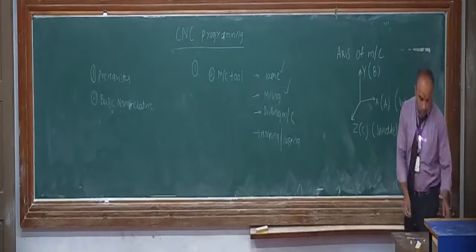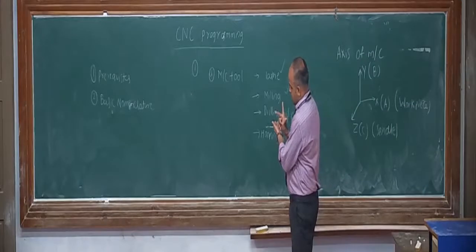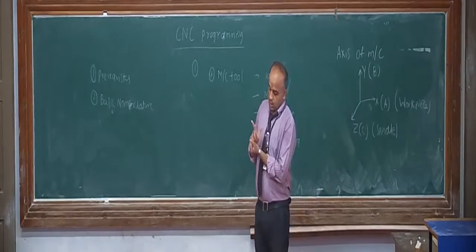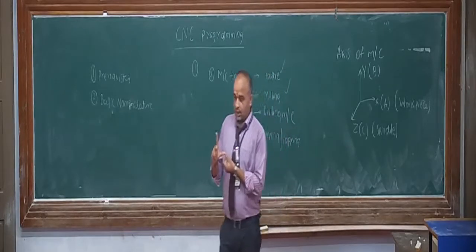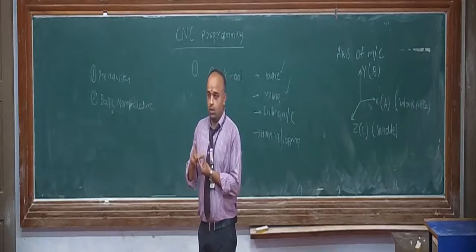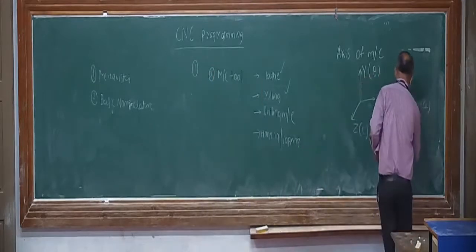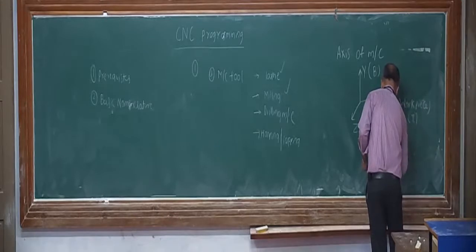Now, if you consider this operation on the lathe, just understand this is the headstock, this is the workpiece. In this condition, this is the spindle, and this one is the workpiece. Now, if you just see here, this x is nothing but the diameter. So, the workpiece diameter is represented by x, and the workpiece length is represented by z.